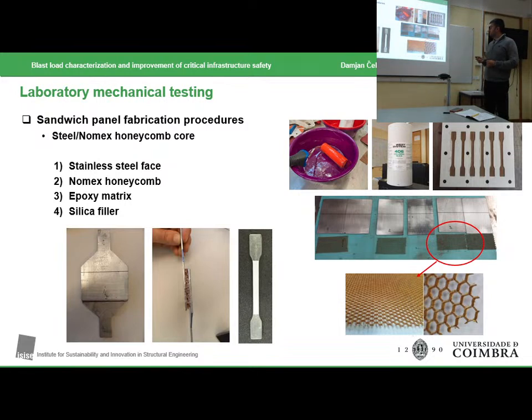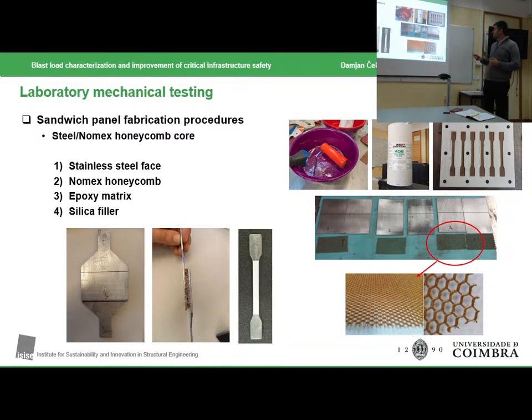This is the ongoing procedure. We are now trying to produce the steel Nomex honeycomb core panels. For this, we are using stainless steel sheets. We are using, again, Nomex honeycomb, which is here, and epoxy matrix and hardener, which are mixed in a plastic bowl. As we will see in the results later, we also had to apply a filler because the viscosity of the epoxy was quite low. So the bonding between the honeycomb and the steel plate was very bad, and we got slippage failure instead of shear failure in the honeycomb.